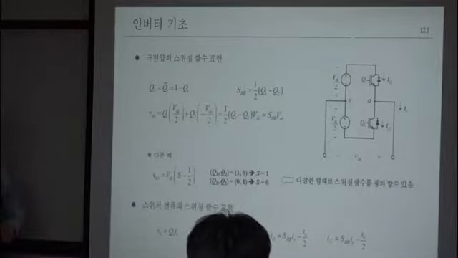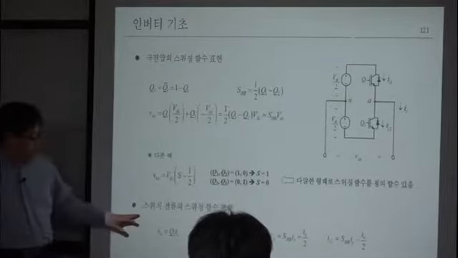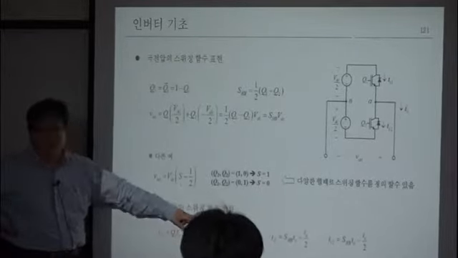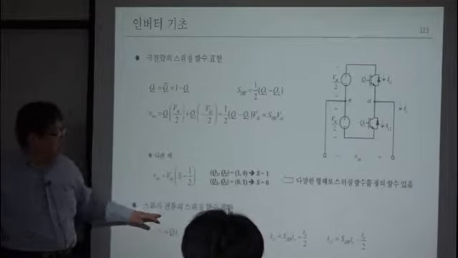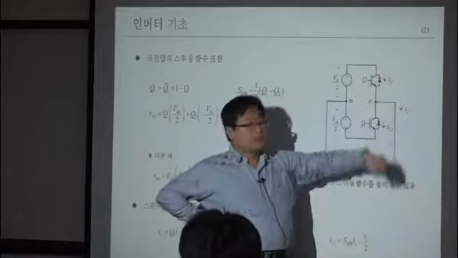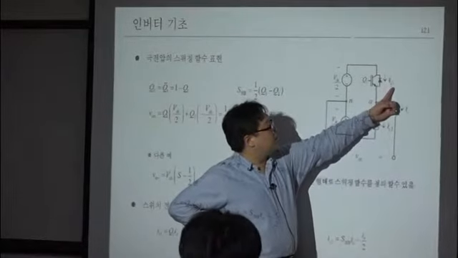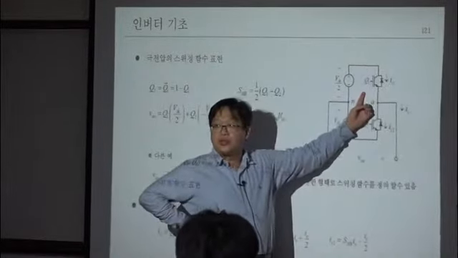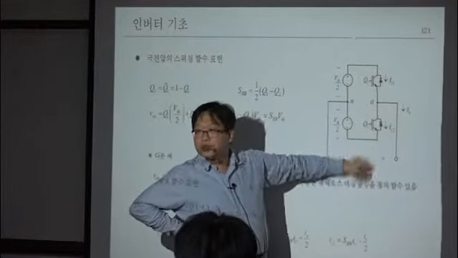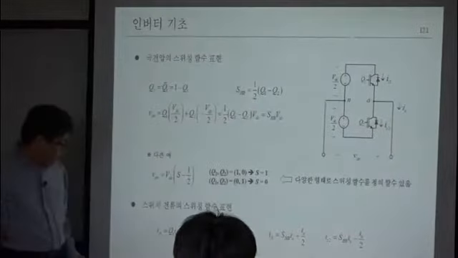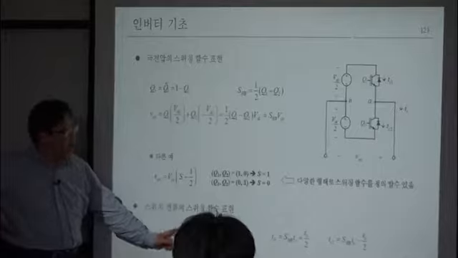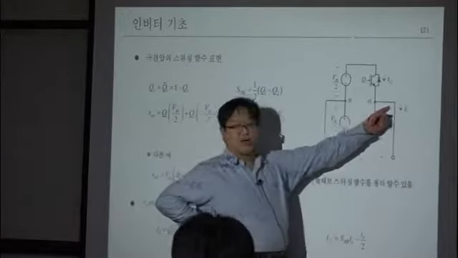Then let's define the switch current with the switching function. What is the switch current? The current passed through the switch here. So IS1 is the current passed through Q1. IS2 is the current passed through Q2. Then here, your IS1 can be written as Q1 multiplied by IO. IO is your load current, right?